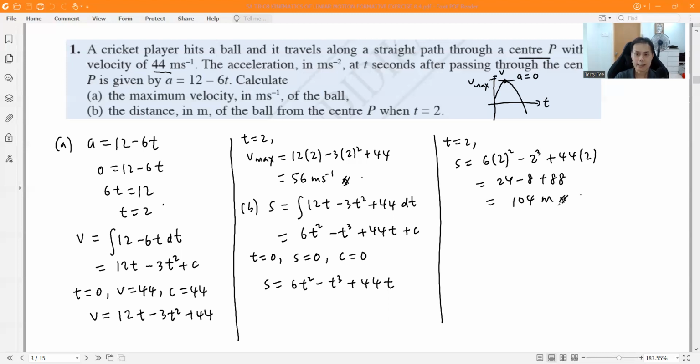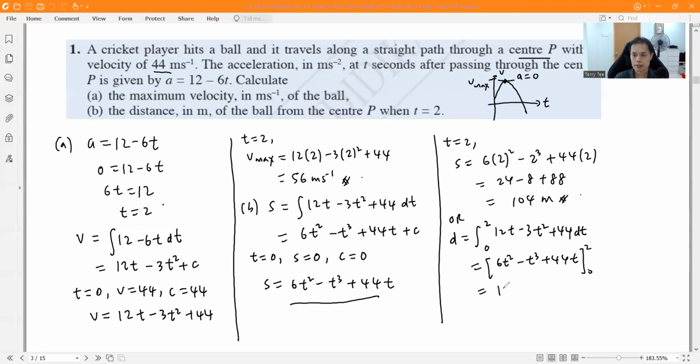By the way, you can also use a definite integral, because sometimes the displacement function is a bit long, since you have to find it first and substitute. The alternative method is that we can say the distance is the integral from 0 to 2 of the original velocity function, 12t minus 3t squared plus 44 dt. Then from here, increase the power by 1. This is 6t squared, t cubed. Now, this is the same as this line here, as you can see. After integrating, we just have to substitute, and you get the answer 104.